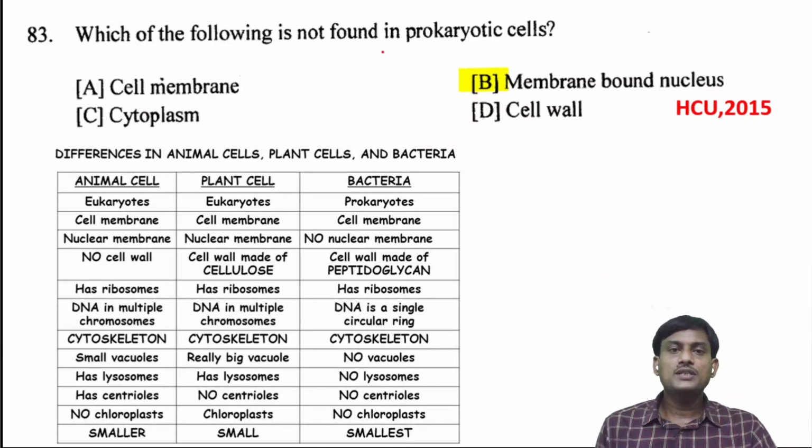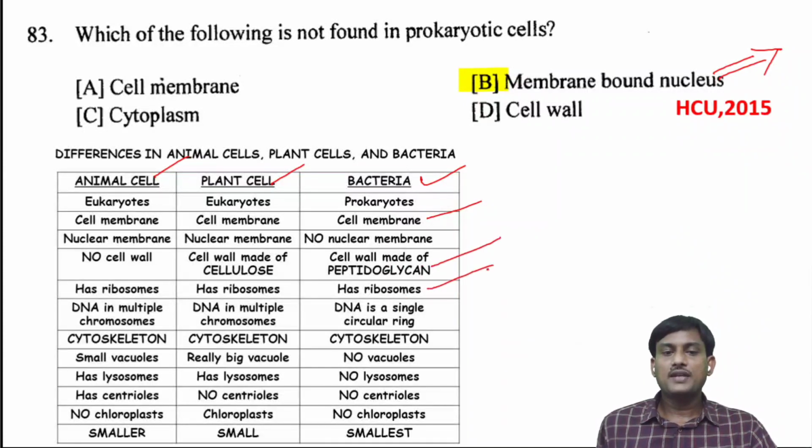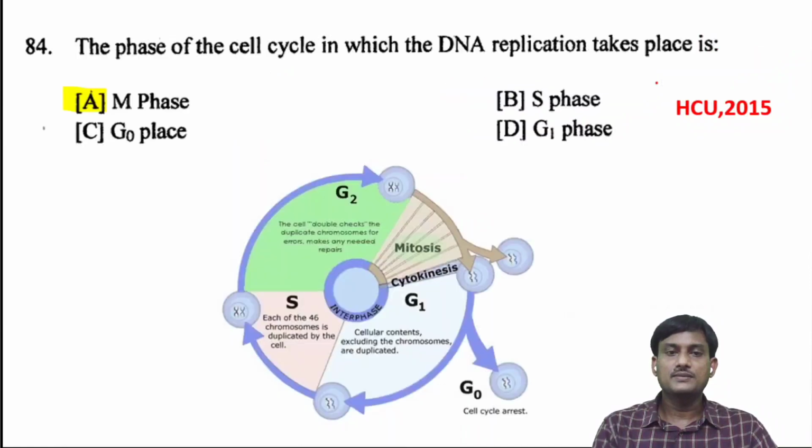Which of the following is not found in the prokaryotic cells? Let's take bacteria, a prokaryotic cell. When compared with the animal cell or plant cell, these are eukaryotic cells. In prokaryotic cells, there is no membrane bound nucleus. You can find a cell membrane, a cell wall, ribosomes, and also DNA and cytoskeleton. You have the cytoplasm, but there is no membrane bound nucleus.